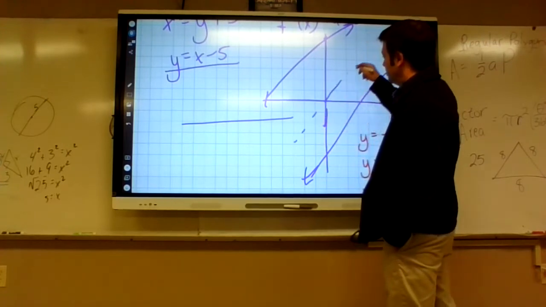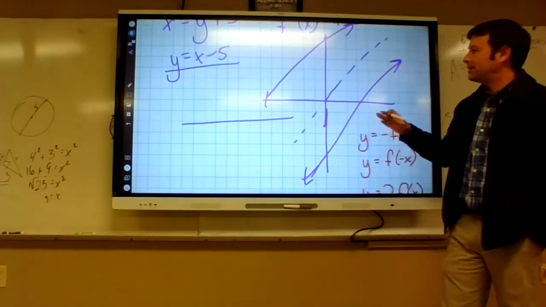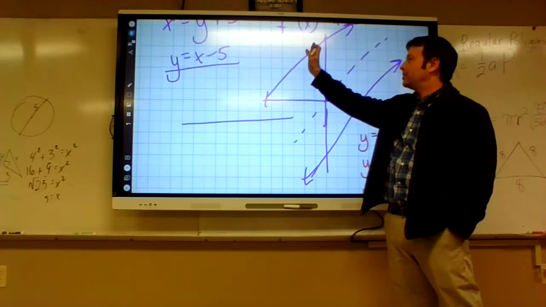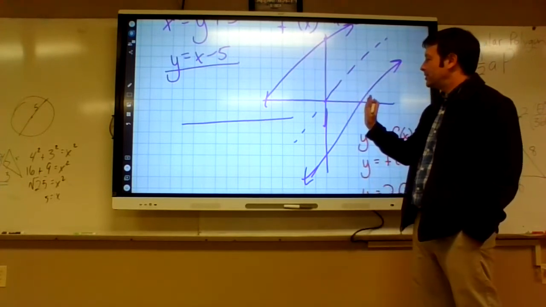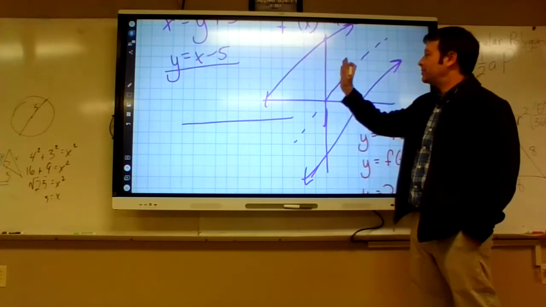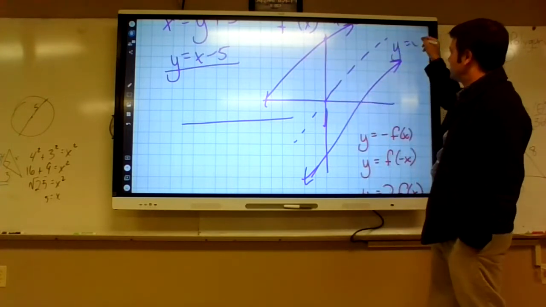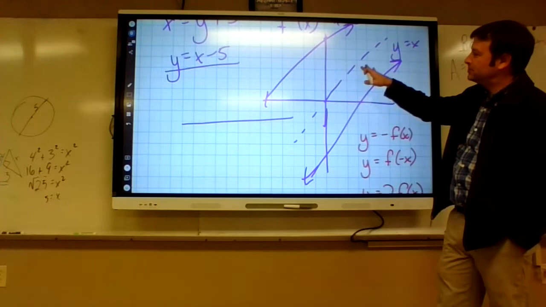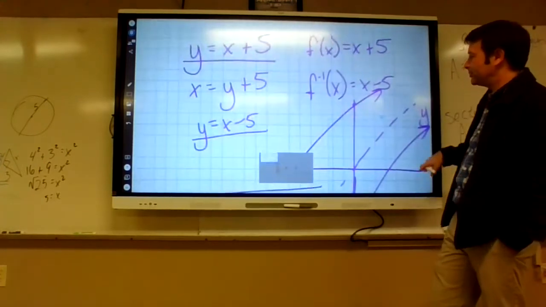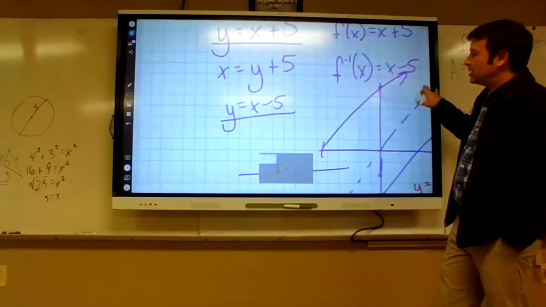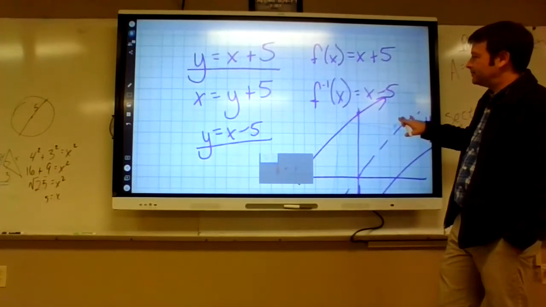Hey, that's parallel. Yeah, they are. These happen to be parallel, but they're not usually parallel. They just happen to both have the same slope. But it's a reflection across the line y equals x, like we were doing yesterday, because it swaps the x and y values. So anyway, that's kind of the basics.